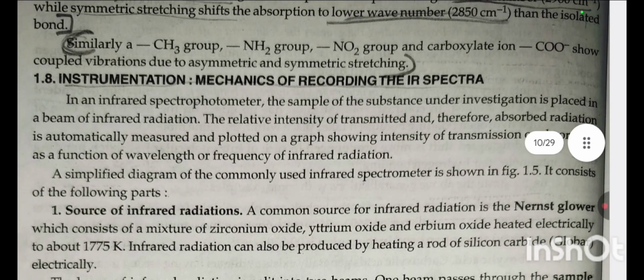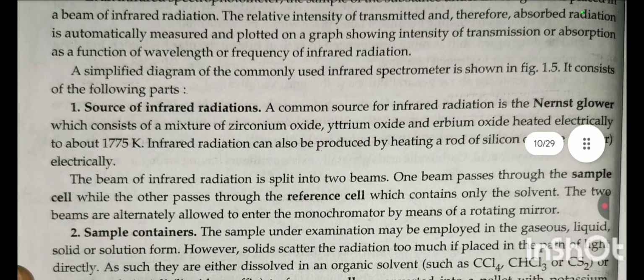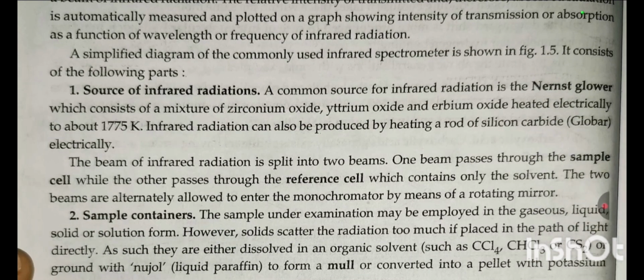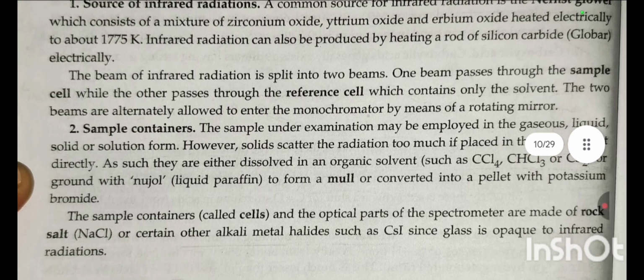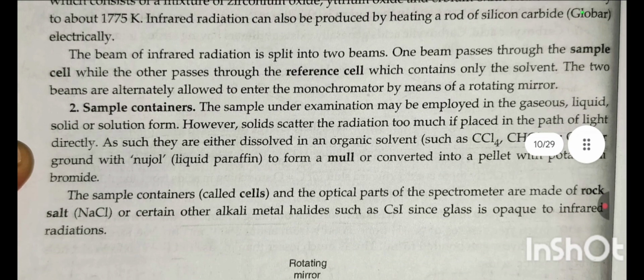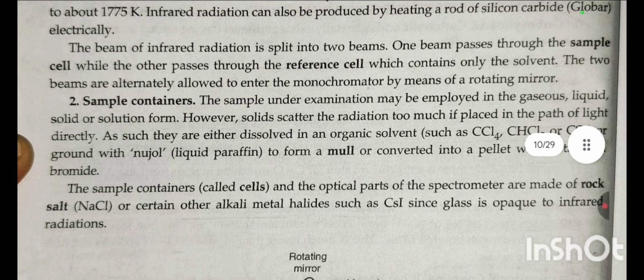Instrument mechanics of recording the spectra. First, sources of infrared radiation. A common source for infrared radiation is the Nernst glower, which consists of a mixture of zirconium oxide, yttrium oxide, and erbium oxide heated electrically to about 1775 Kelvin. Infrared radiation can also be produced by heating a rod of silicon carbide electrically.